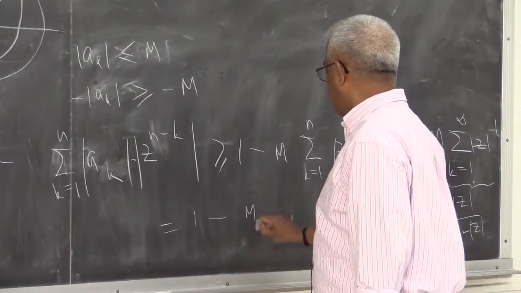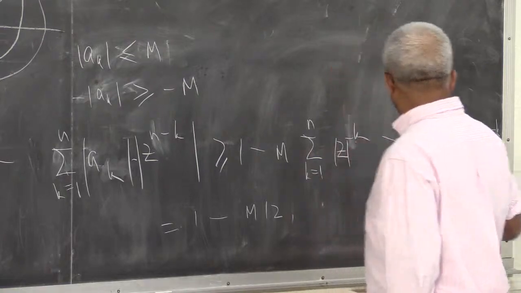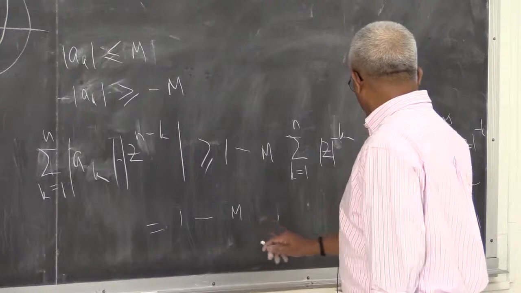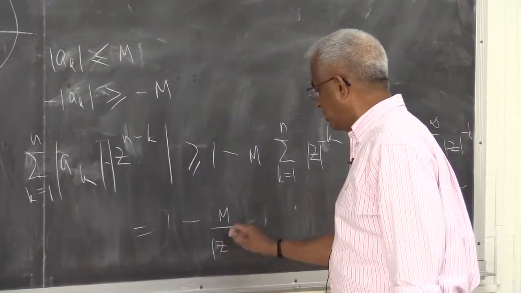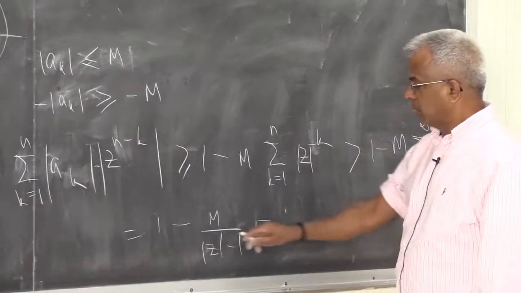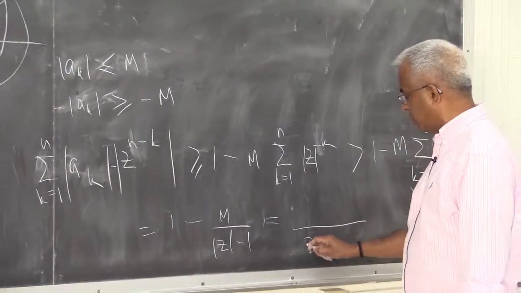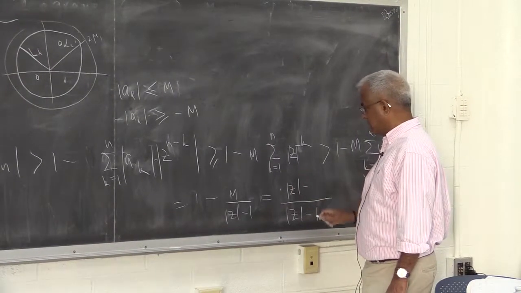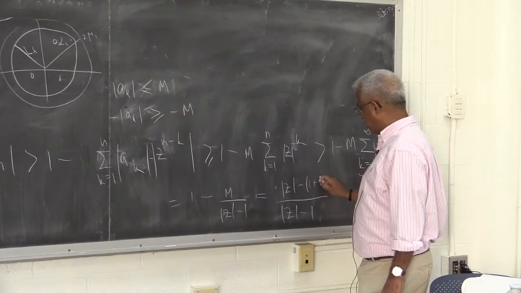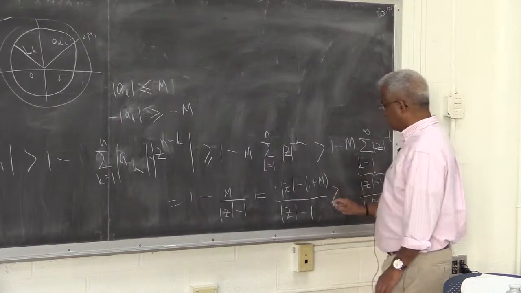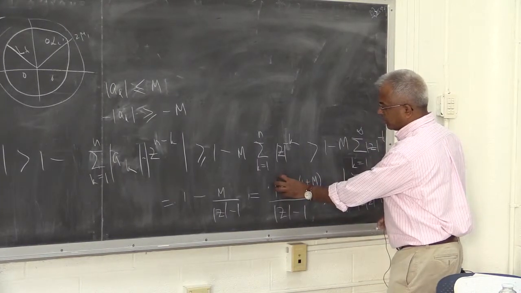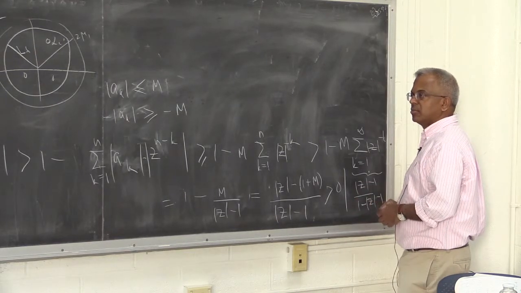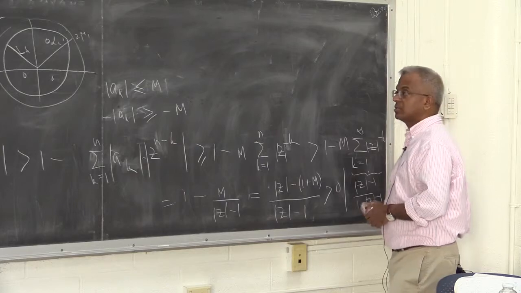So when you substitute this, this becomes 1 minus M over z. I'm sorry, this is z inverse. So this is 1 over (|z| minus 1) times M. When you take the common denominator, this becomes |z| minus 1, then |z| minus 1 minus M. So here you can see the result. This is of course positive if the absolute value of z is greater than 1 plus M. And that's the end of the Cauchy result.